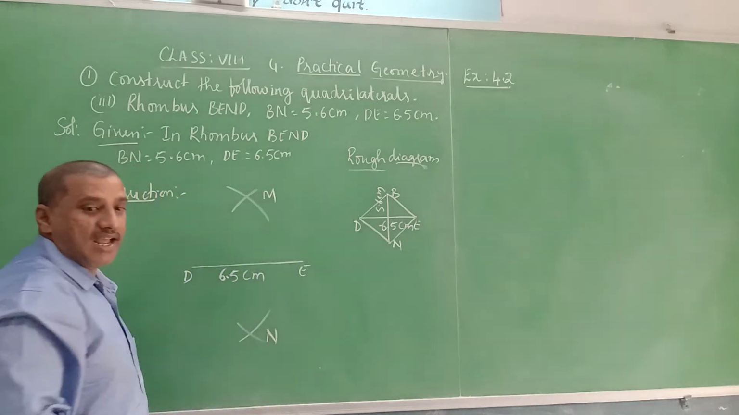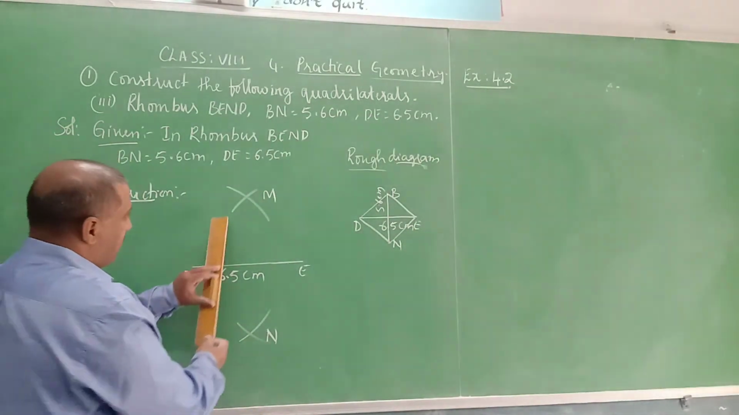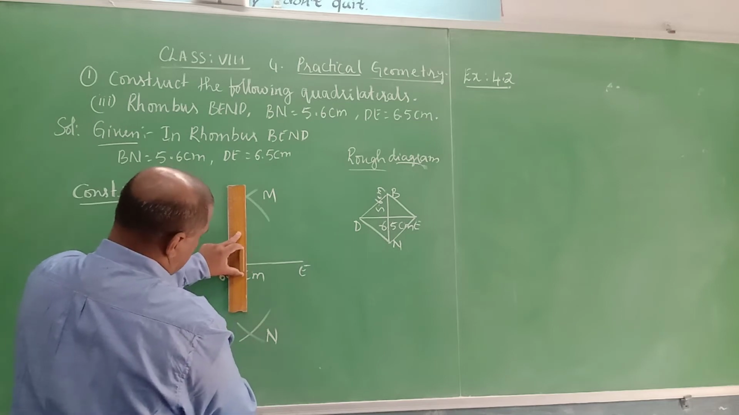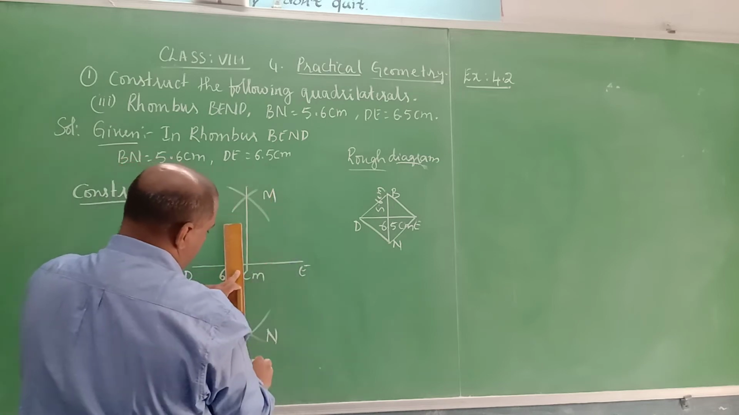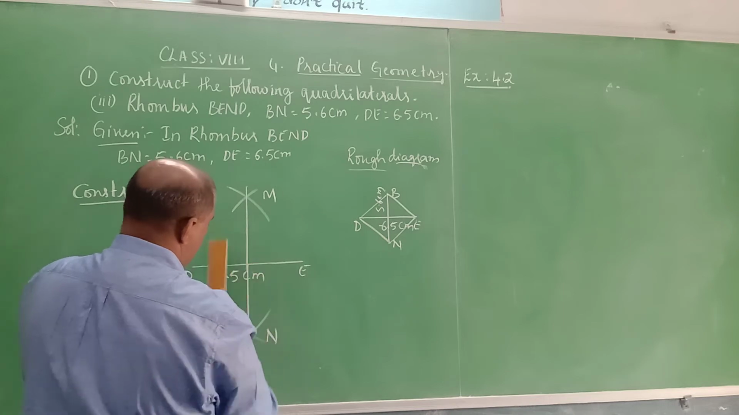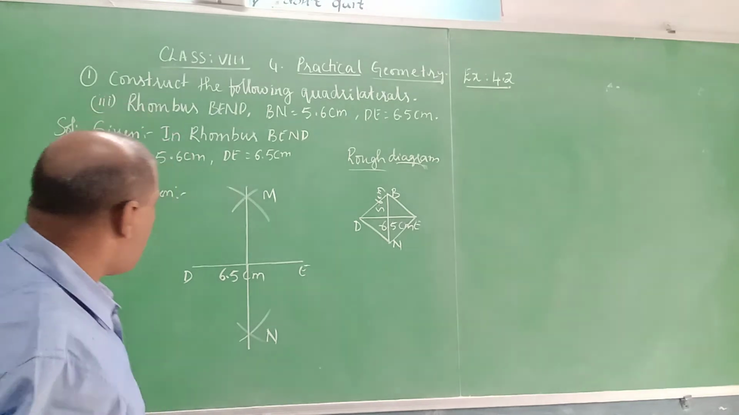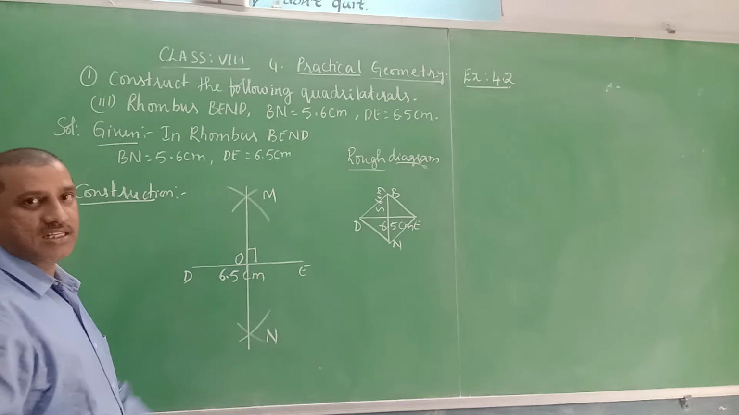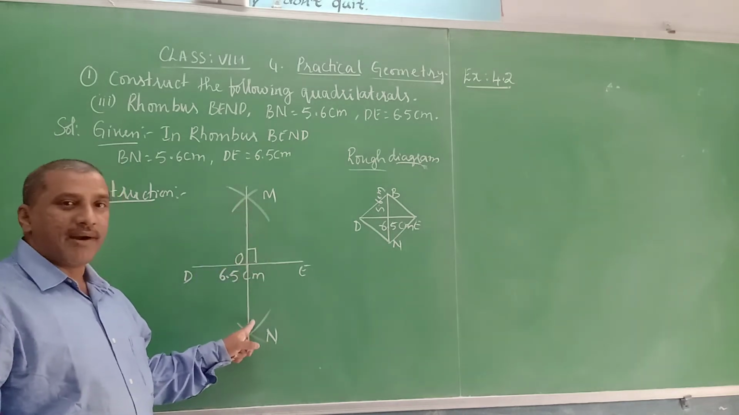Here M and N. MN is the perpendicular bisector of DE. Now join these two, we get the perpendicular bisector. Like this. They intersect each other at this point, let it be O, and if you measure, all angles are 90 degrees. Now this is what a perpendicular bisector is.